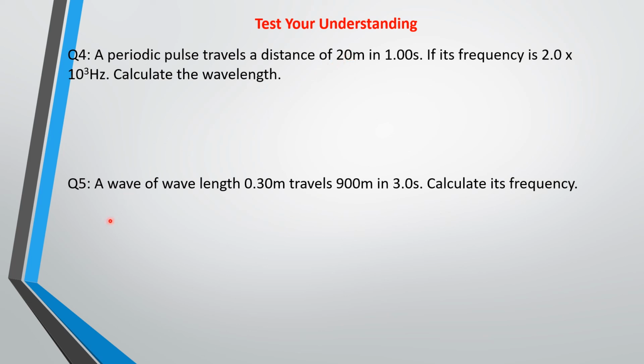Is that okay? A wave of wavelength 0.3 meter travels 900 meters in 3.0 seconds. Calculate its frequency. So here you have a wavelength, right? You have a distance, you have time, you don't have velocity. So the same thing, you find velocity, and from there you can find frequency. So I've just given you the hint, so that you would know exactly how to approach questions like this.